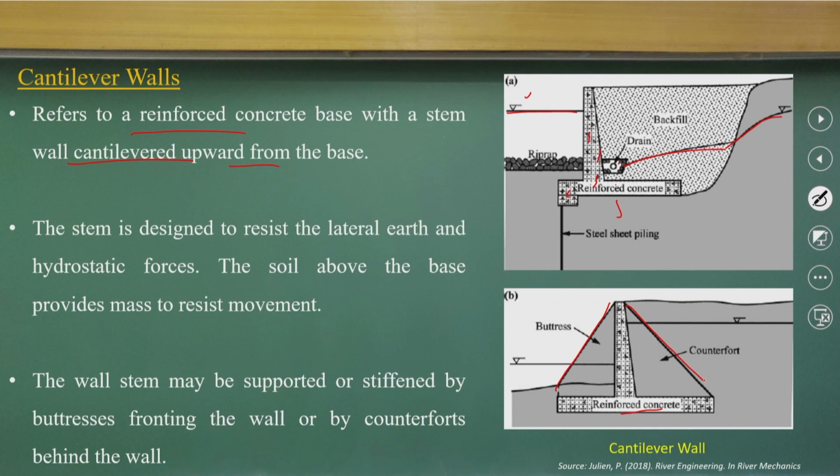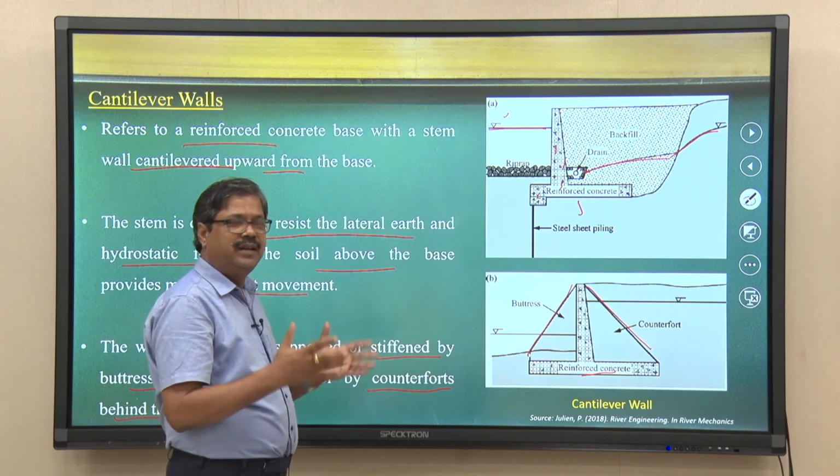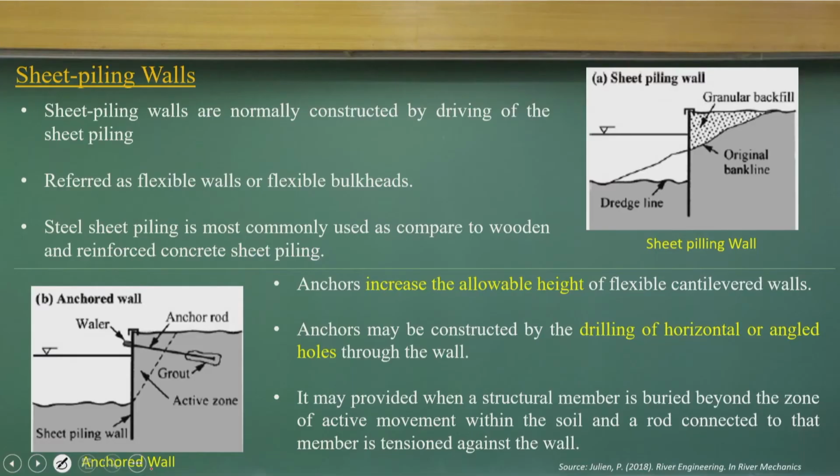Basically, the stem is designed to resist the lateral soil and hydrostatic forces. The soil above the base provides mass to resist the movement, which is very basic. The stem may be supported or stiffened by a buttress at the front of the wall, or contemplated behind the wall. These are small structures, not used for a larger river like the Brahmaputra, but for smaller streams where you have a vulnerable reach, you can think of this type of protection work.